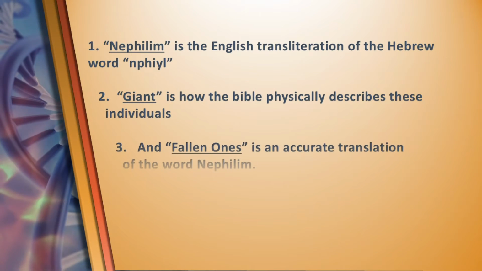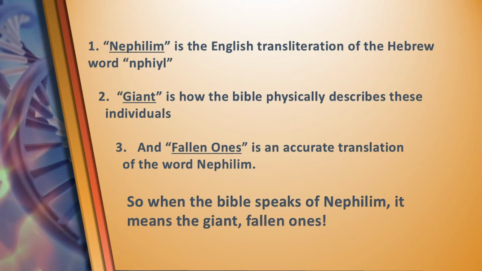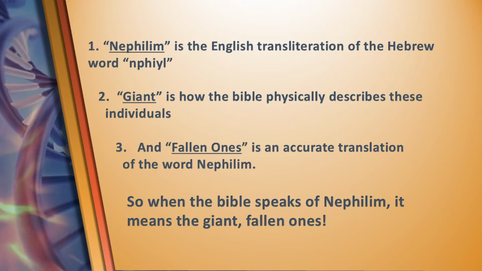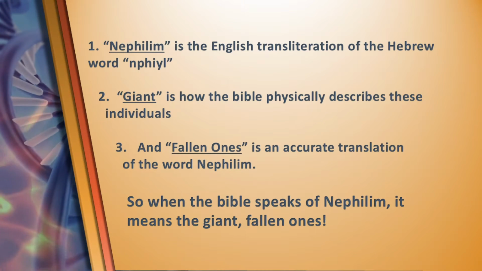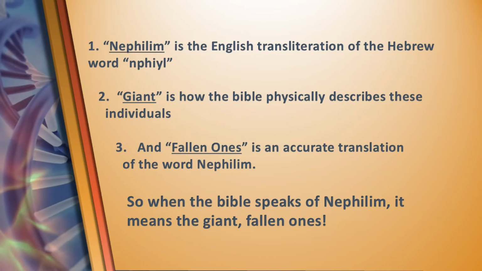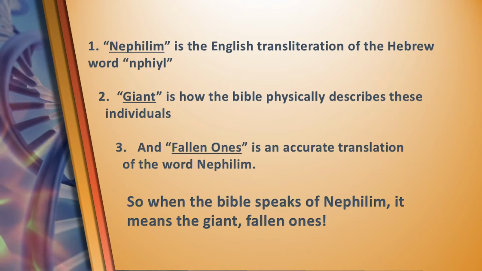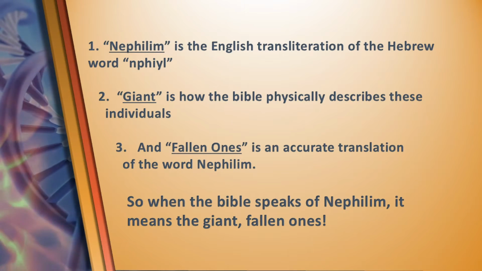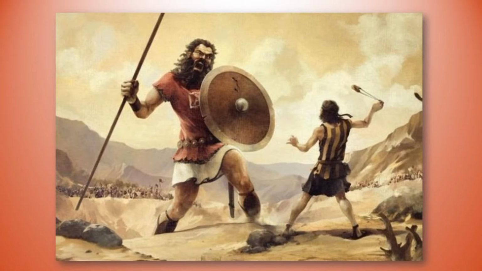Nephilim is the correct English transliteration of the Hebrew word in this place called Nephil. Giant is physically how these beings are described later in the Bible. And fallen ones is an accurate translation of the Hebrew word into English. So, when the Bible speaks of these Nephilim, it means the giant fallen ones. As we continue, we'll see there's a very large thread of these giant fallen people all through the Bible. And this description from Genesis fits perfectly with the basic facts about these individuals also. It is very possible that these Nephilim are the serpent's attempt to disrupt the prophecy of the seed of the woman also, as we'll consider later.